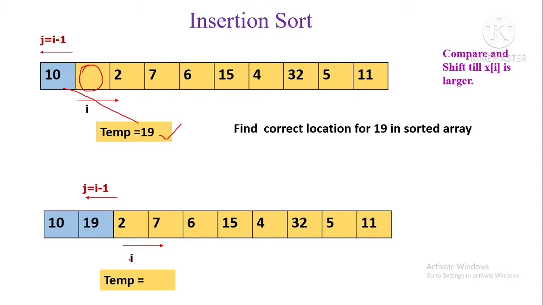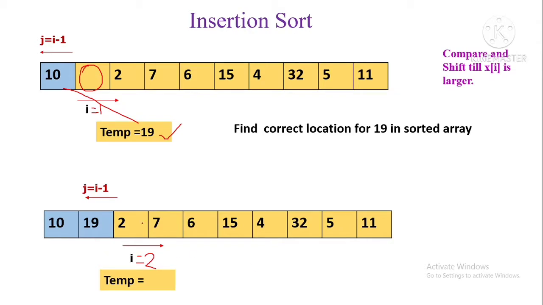So I am incrementing my index value i. Initially i was 1, now i becomes 2. Every time i is incremented, in this way it moves from left to right. So I have to increment my i value.